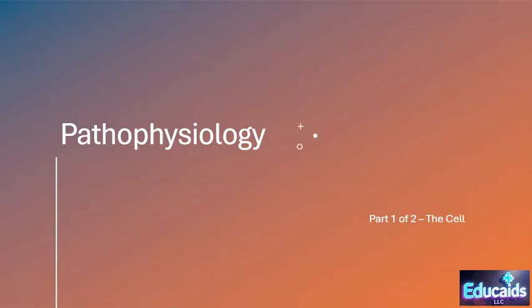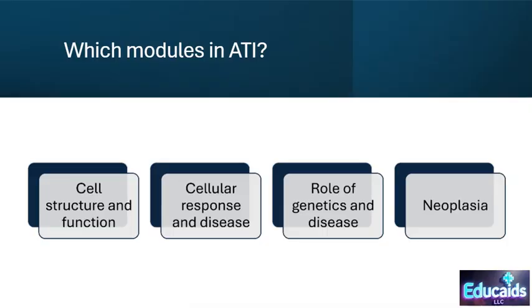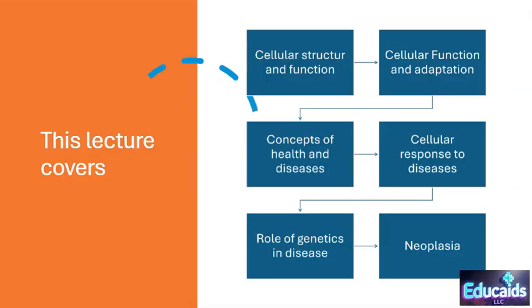So, pathophysiology, we are going to do part one of 2 lectures regarding the cell. Which modules are we going to go through regarding the cell? We've got cell structure and function, cellular response and disease, role of genetics and disease, and neoplasia. This lecture is going to cover both of these lectures: cellular structure and function, adaptation, concepts of health and disease, cellular response, genetics, and neoplasia.